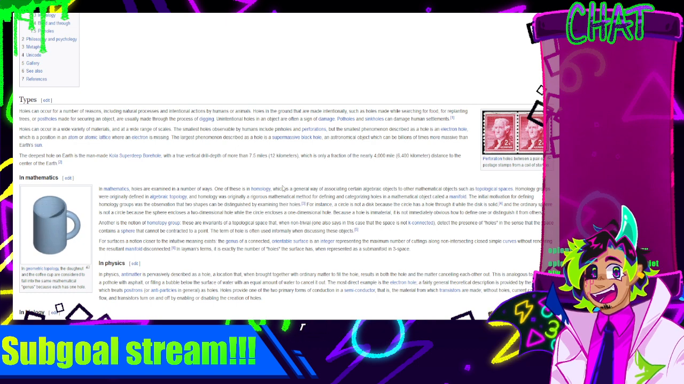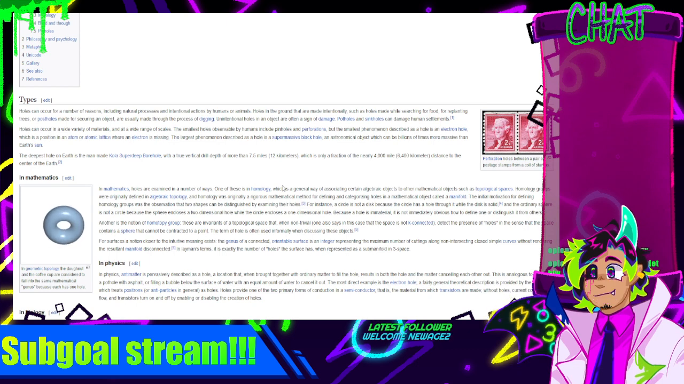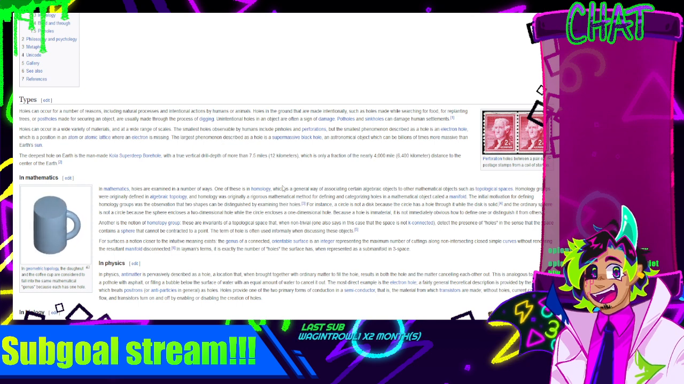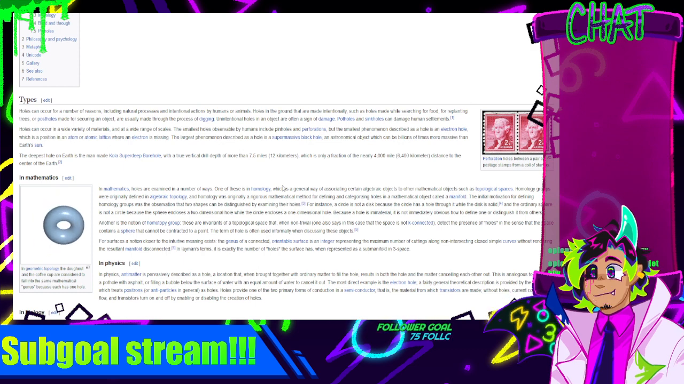Anyway, the deepest hole on Earth is the man-made Kola Super Deep borehole with a true vertical drill depth of more than 7.5 miles, 12 kilometers, which is only a fraction of the nearly 4,000 mile, aka 6,400 kilometer distance to the center of the Earth.